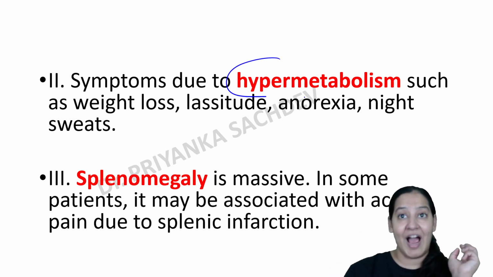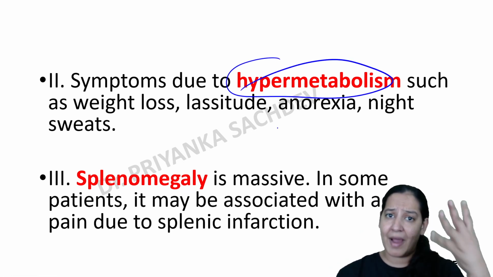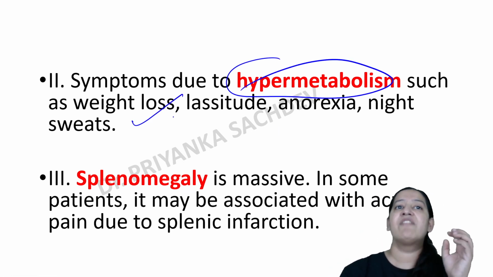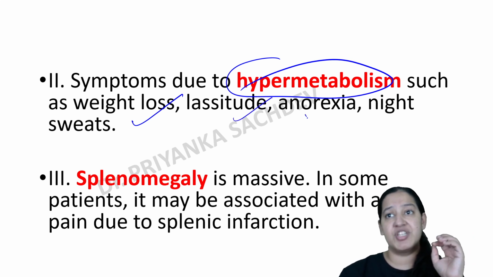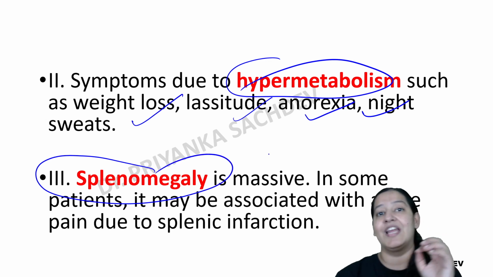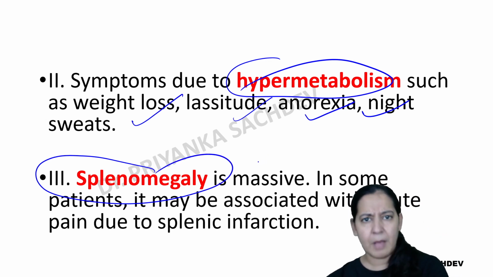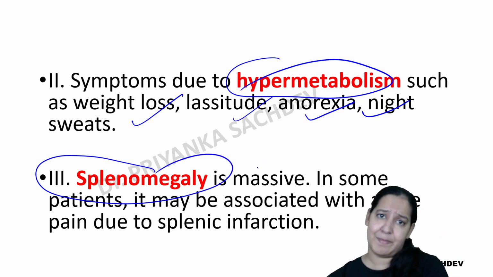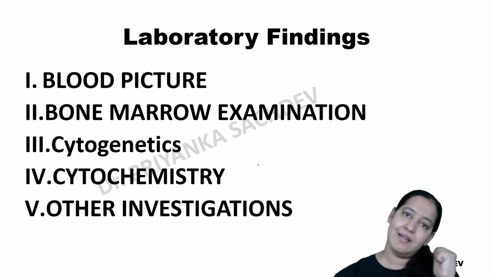And the patient has hypermetabolism due to abnormal mitosis in the bone marrow. Patient will have weight loss, lassitude, anorexia and night sweats. Patient will have massive splenomegaly, because all the abnormal cells will be killed in the spleen. So spleen will be enlarged. So these are the clinical features.